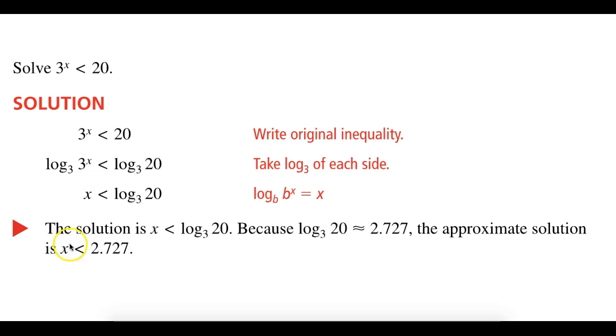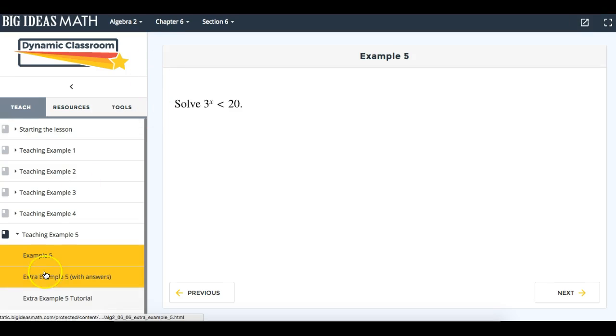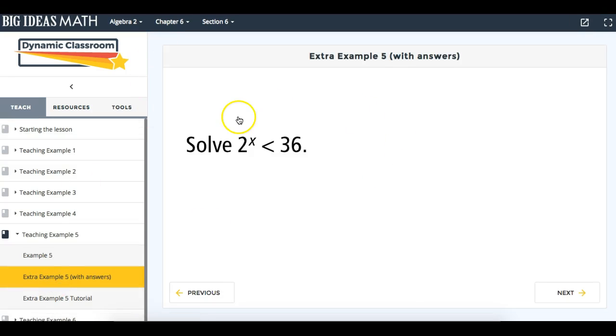What that means is all x values less than 2.727 will make this a true statement if we plug them in. So at this point, I want you to give this problem right here a try. 2 to the x is less than 36. Go ahead and solve. Write down your answer in the form of an inequality. So whatever your solution range is for x, go ahead and enter it into the text box now.